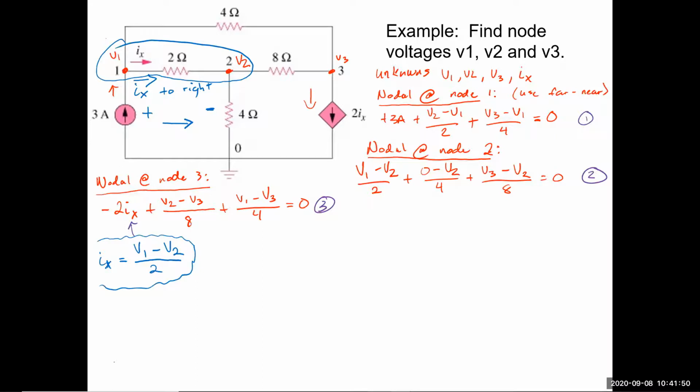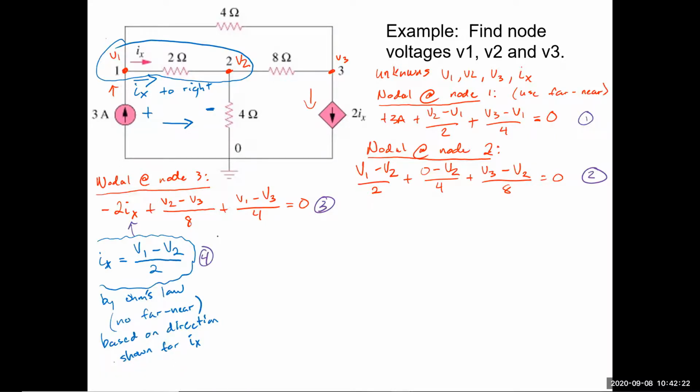Now, this is by Ohm's law, and we're not using far minus near here. It's based on the direction shown for Ix. So that in fact is our fourth equation.